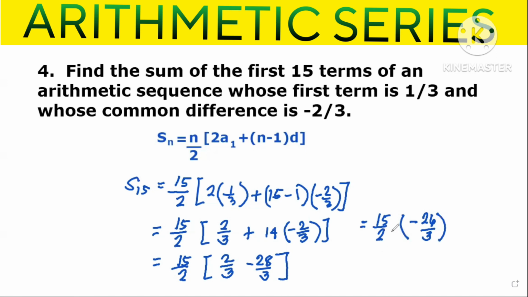Use cancellation. We can cancel 15 and 3. So this is 1, this is 5. And we can cancel 2 and 26. So this is 1, this is 13. So ano natira? 5 and 13, negative 13. So what is S sub 15? So 13 times 5 is negative 65.